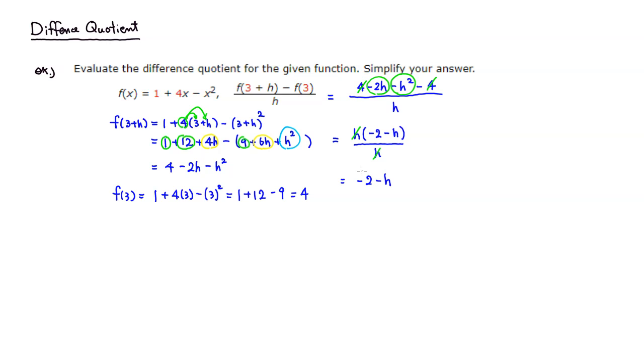So that's the simplified difference quotient. That's it. I hope that this was clear.